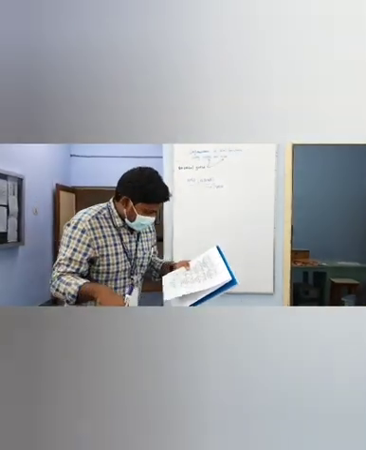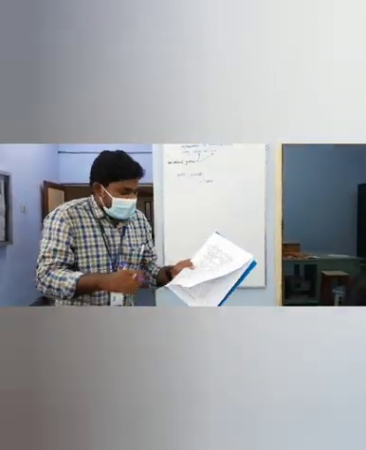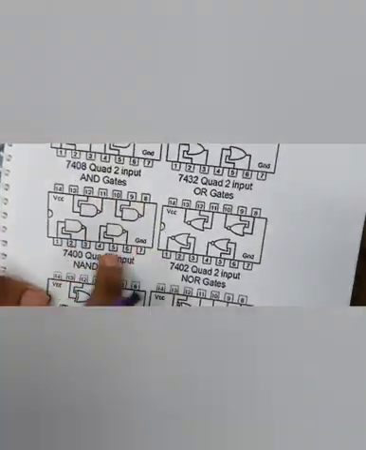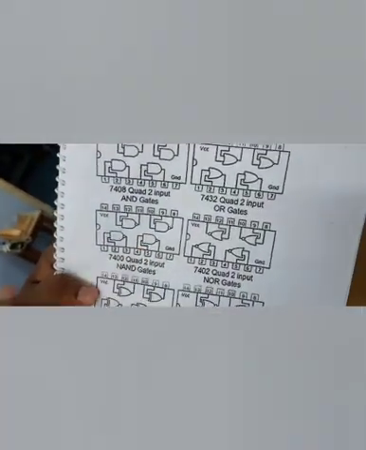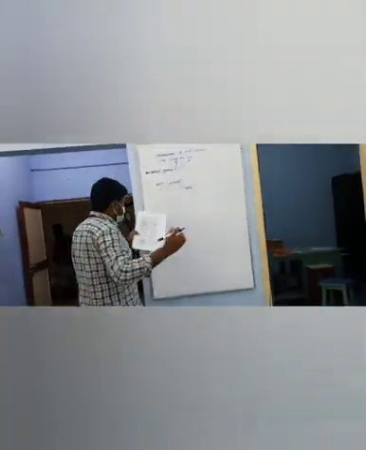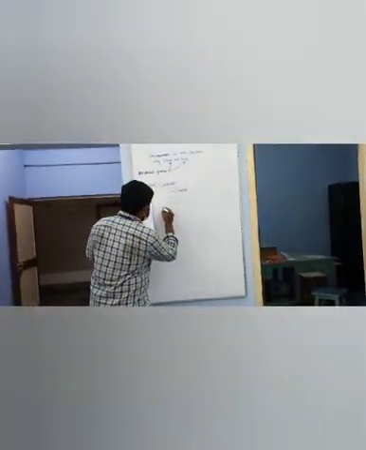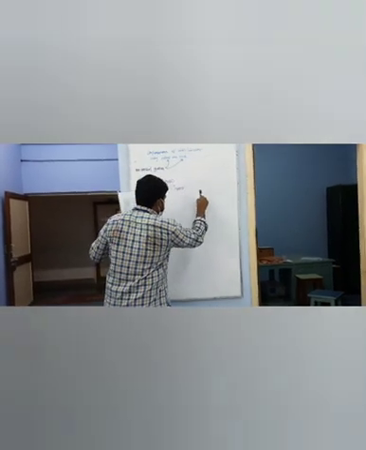In that 7400 IC, how many NAND gates are available? 4 NAND gates: 1, 2, 3, 4. But to implement our AND gate, how many NAND gates do we require? Only 2. Out of 4 I will use only 2. Please listen. First I will draw my IC.